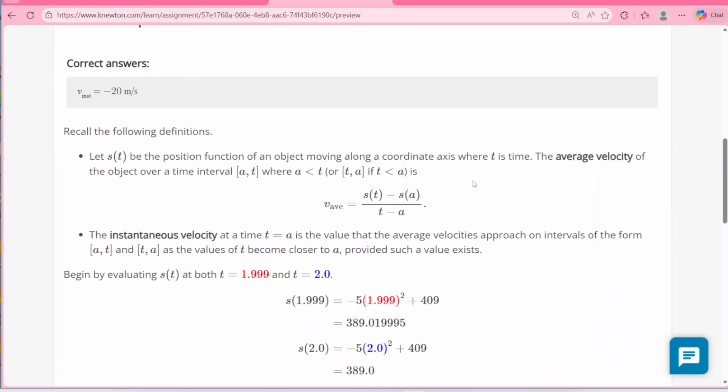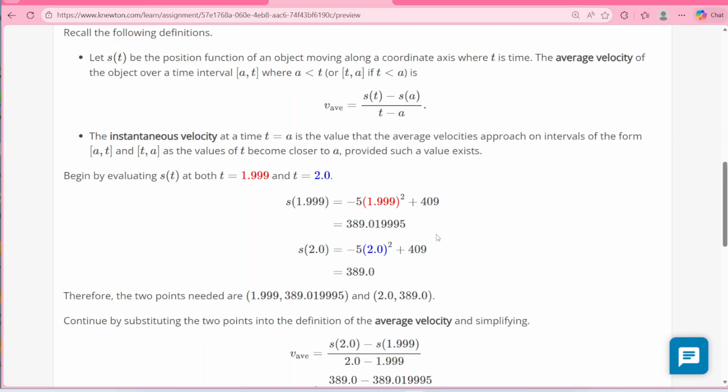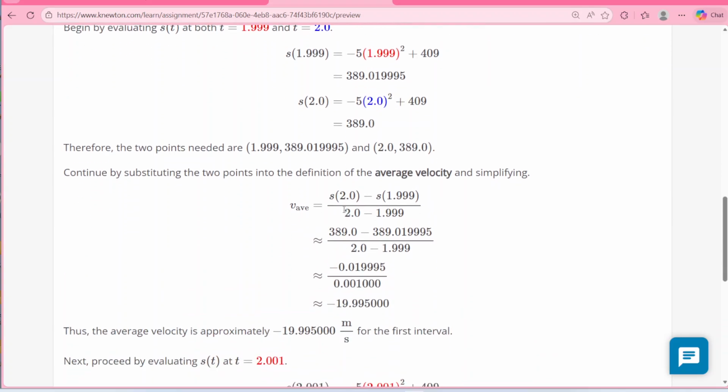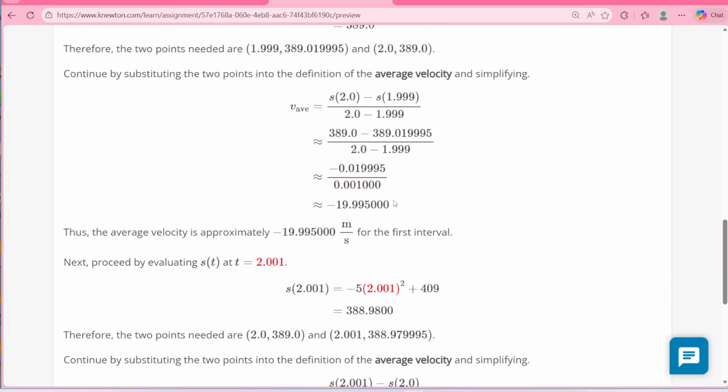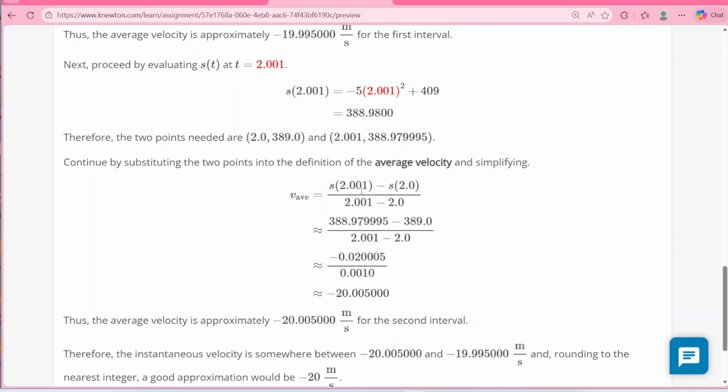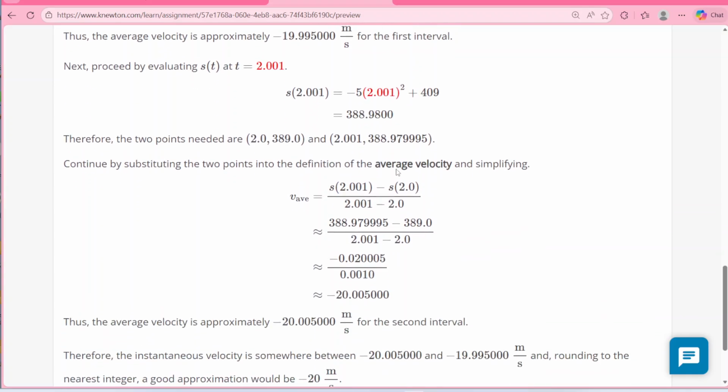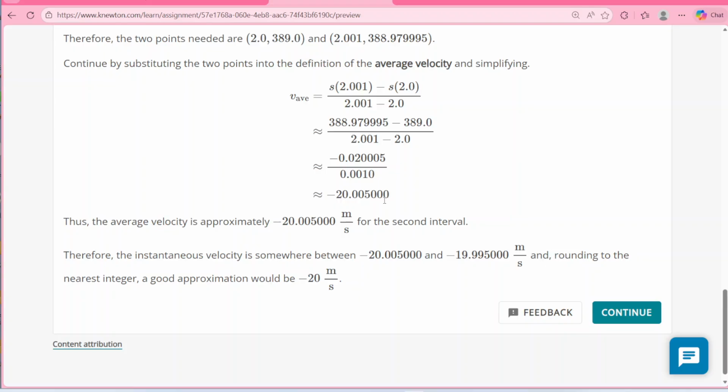So again, please read through and see how they found the slope of the secant line, the average velocity from 1.999 to 2 seconds. Then they did the same from 2 seconds to 2.001 seconds, and found the average velocity. And then they said the tangent line, the instantaneous velocity, must be somewhere between those, probably around negative 20 when you go to the nearest integer. Wonderful.